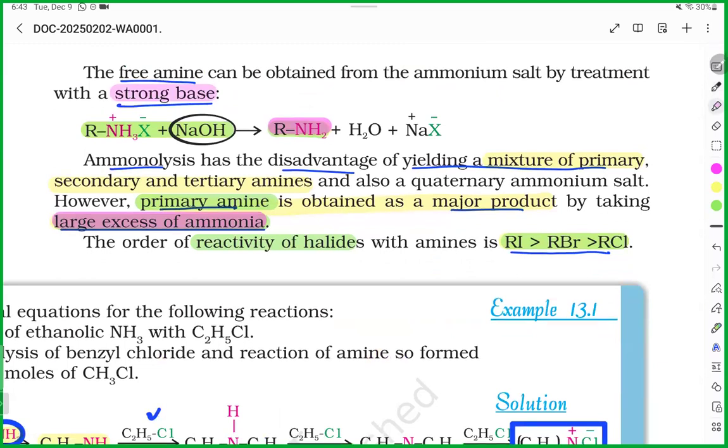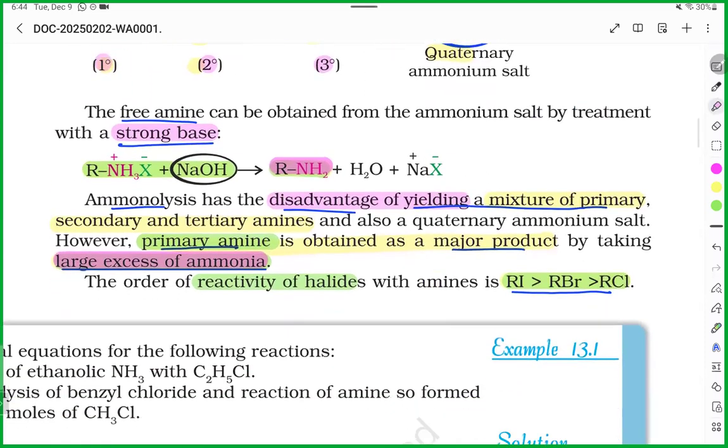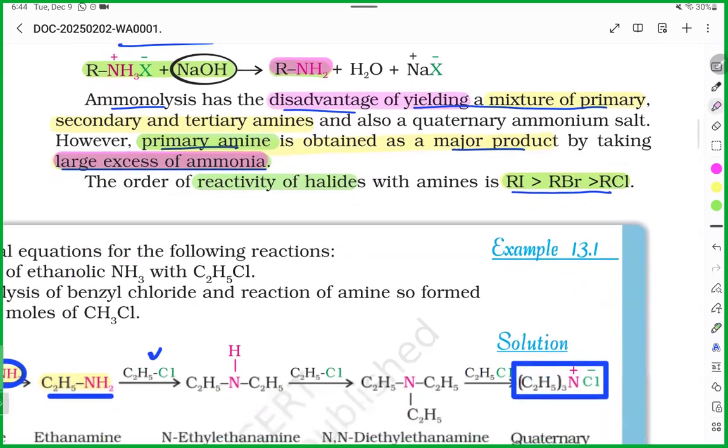What is the disadvantage? Yield is poor. Why is yield poor? You have multiple products: one, two, three, four. You have four products, all mixed. So you cannot get one major product completely, or a pure compound. So yield is the problem. Okay. Primary amine will be the major product if you take more ammonia. Quaternary amine you will get if you take more alkyl halide.